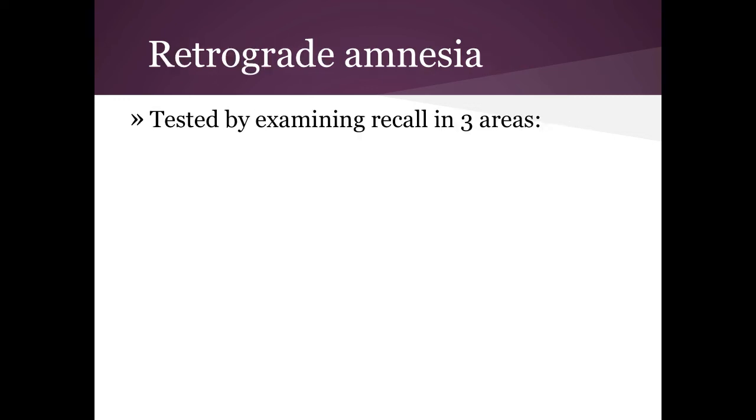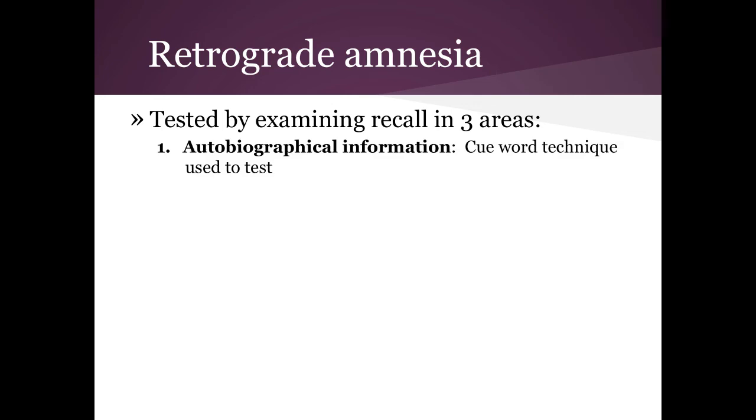Now, when we test these features of retrograde amnesia, it's usually tested by examining recall in 3 different areas. First, we look at autobiographical information. So we want to see if people are remembering information about themselves. A lot of times we do this with the cue word technique. So like we discussed in class this week, it's where an individual is given a word and then asked to generate memories that come to mind when they see that word. So if they see the word key, what memory comes to mind?